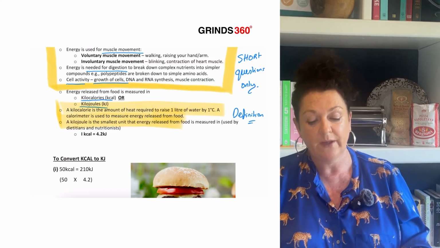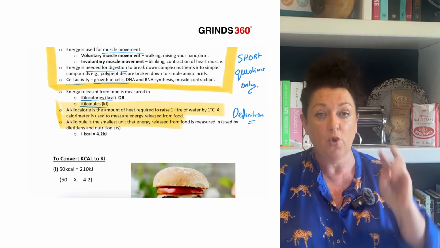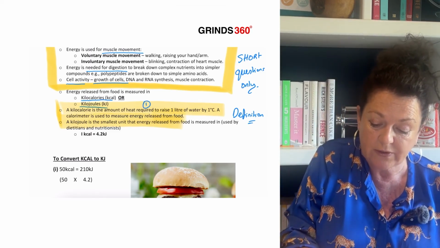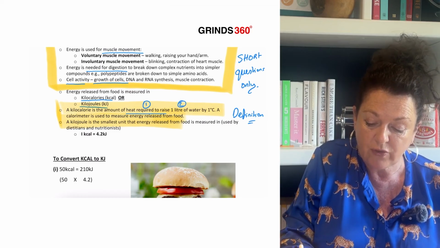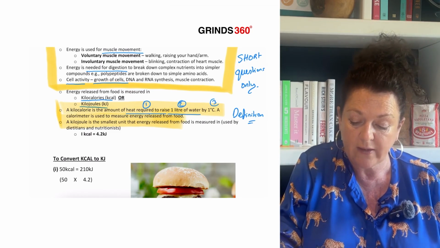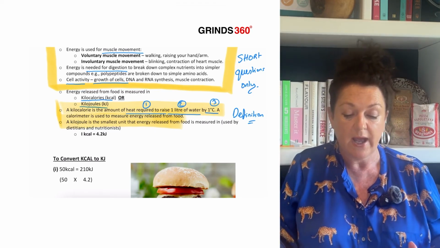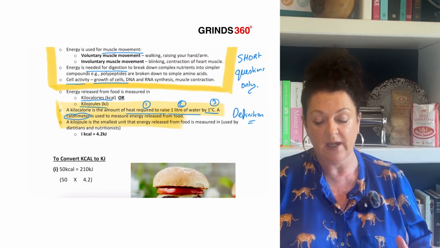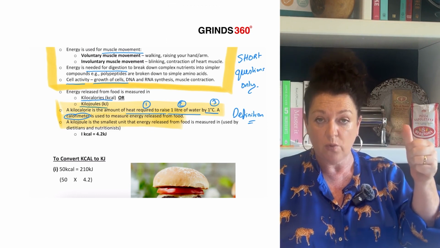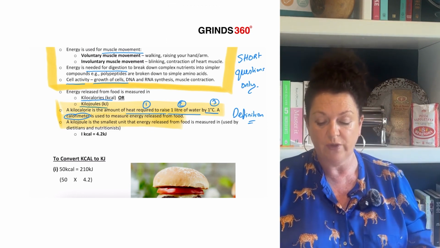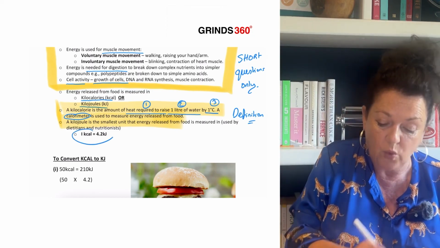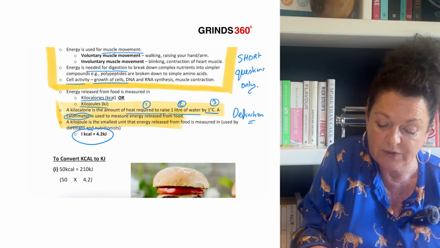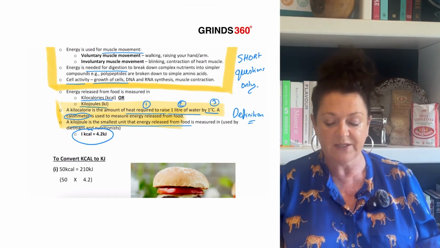And we have a general rule in home economics, and that is definitions are always broken down into 3 parts. So 1, the amount of heat required. Number 2, to raise 1 litre of water. Number 3, by 1 degree centigrade. And if you wanted to do a little bit of showing off, you could mention the word calorimeter, but most importantly, the amount of heat required to raise 1 litre of water by 1 degrees centigrade. Noting that 1 kilocalorie equals 4.2 kilojoules. A kilojoule, we said, being the smallest unit of energy released from food that it's measured in.